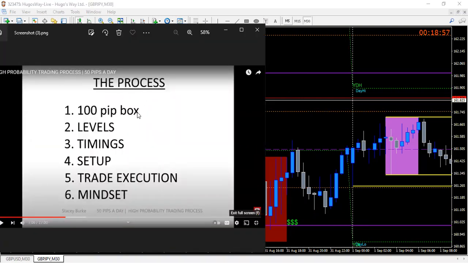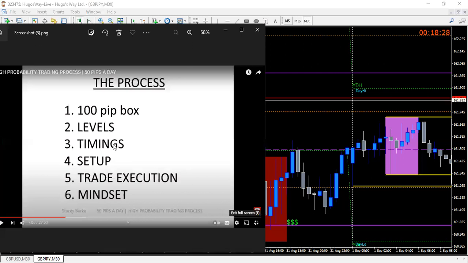One is the 100 pip box. We know the 100 pip box is price. If we're up high, we want to short. If we're down low, we want to go long. The levels are where we're looking to enter into the trade. Did you get 3 levels of rise, 3 levels of falls?